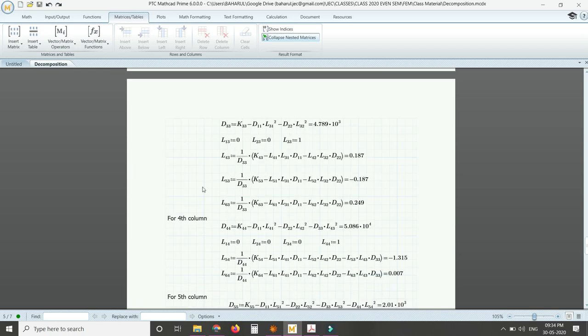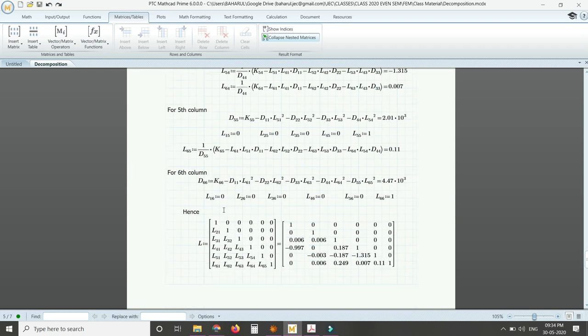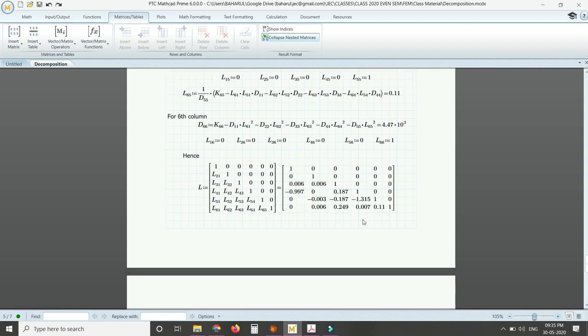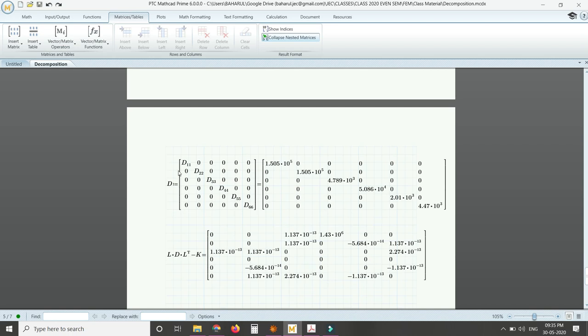Like that, we can find the third column, fourth column, fifth column, and sixth column. So finally we can find the L matrix. The diagonal values are one, as I've already told you, and the lower triangular values are L21, L31, like that. If you put these, you will end up with this particular L matrix. Similarly, the D matrix is basically only a diagonal matrix. I want to check whether the process I have followed is correct or not.